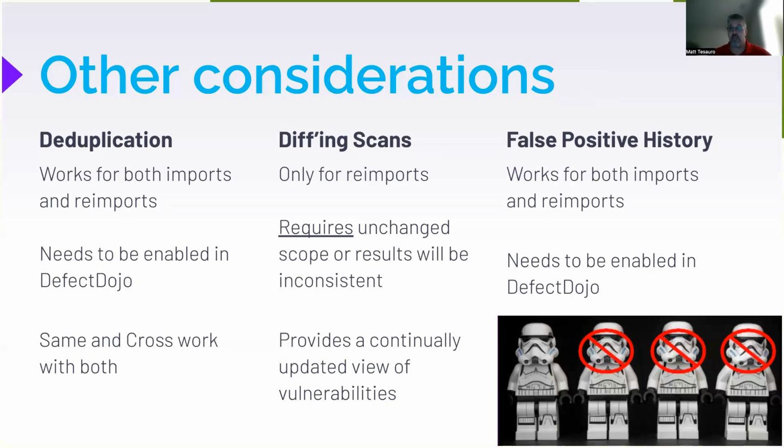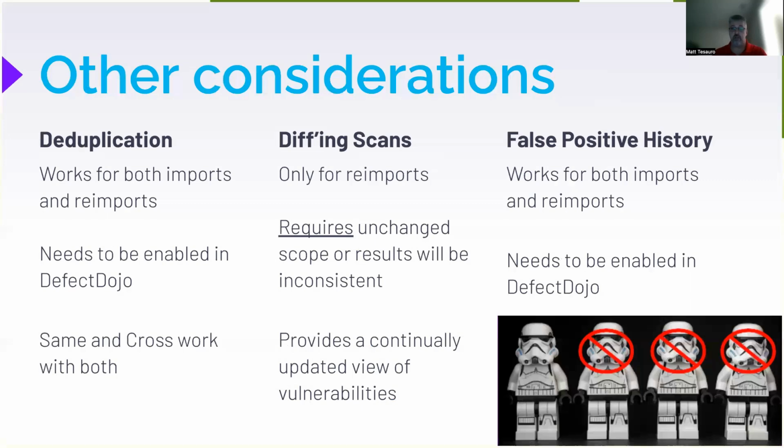Now, diffing of scans is only for re-import. The idea with re-import is I do one scan at one point in time, then I do the same scope scan at a second point in time. DefectDojo will take a diff of those two scans and only leave active those findings that exist in both.